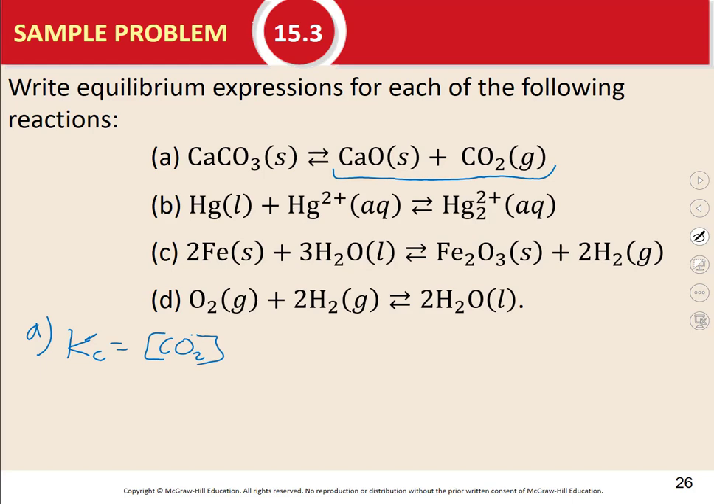Now, do we have anything in the denominator here? No, why not? Good, our reactant is a solid, so we can ignore that. So there's our equilibrium expression for that first reaction.